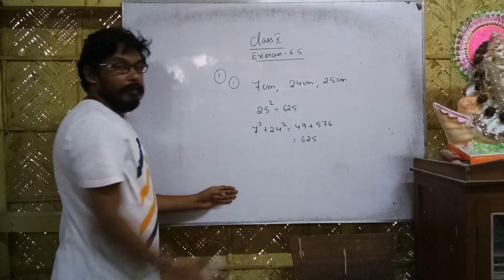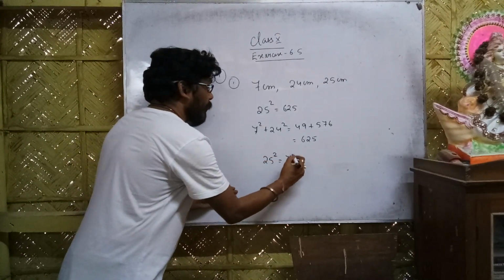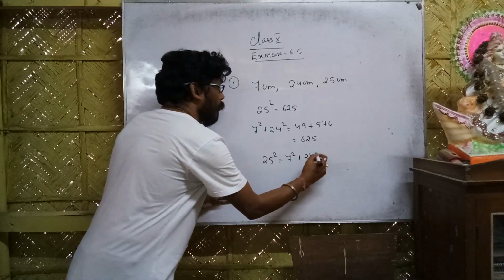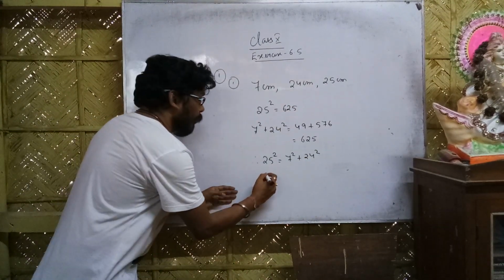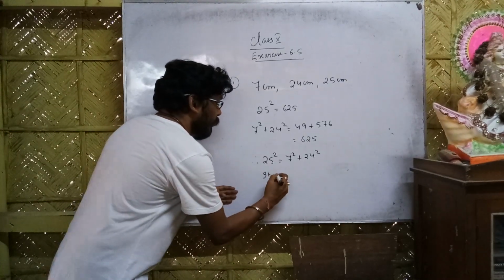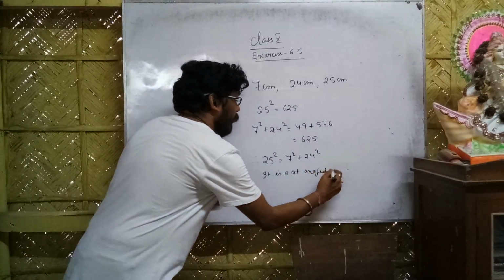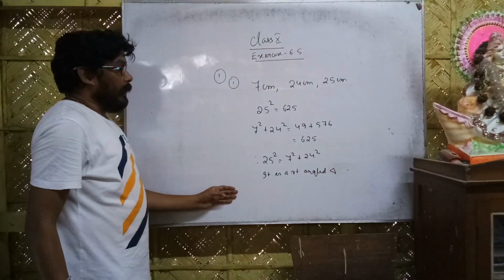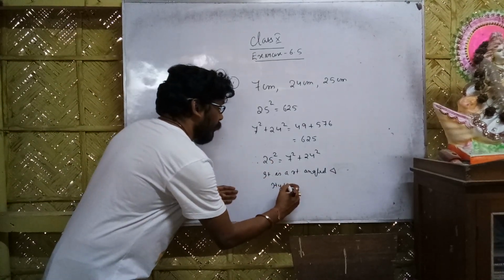Here the sum is same. 25 square equal to 7 square plus 24 square. If the sum is same, then it will form a right triangle. You can write, it is a right angle triangle. If right angle triangle, you have to find out the length of hypotenuse. So hypotenuse is the longest side.